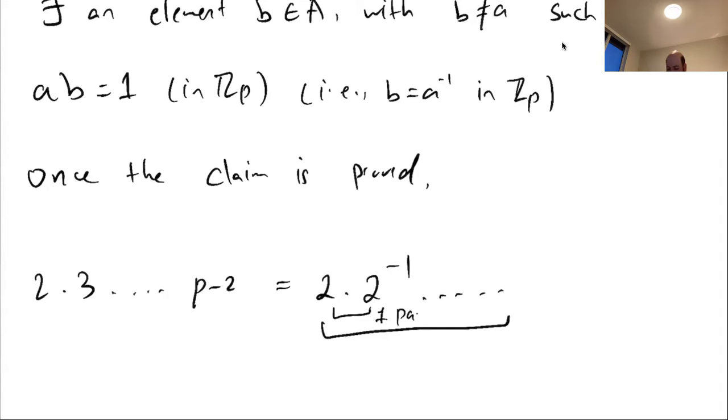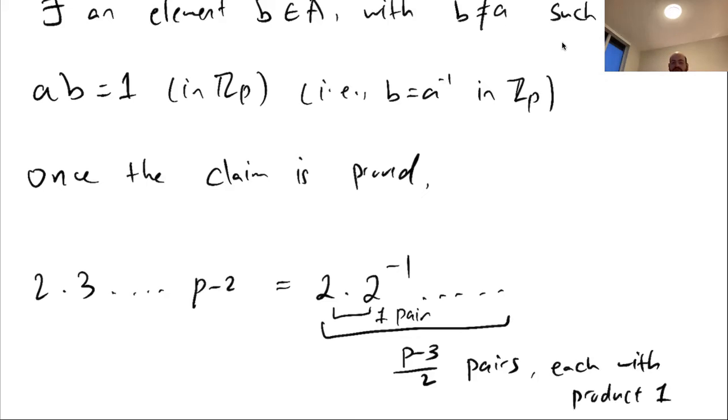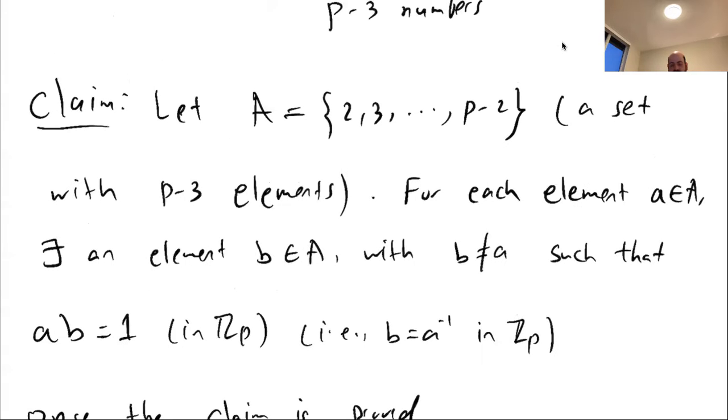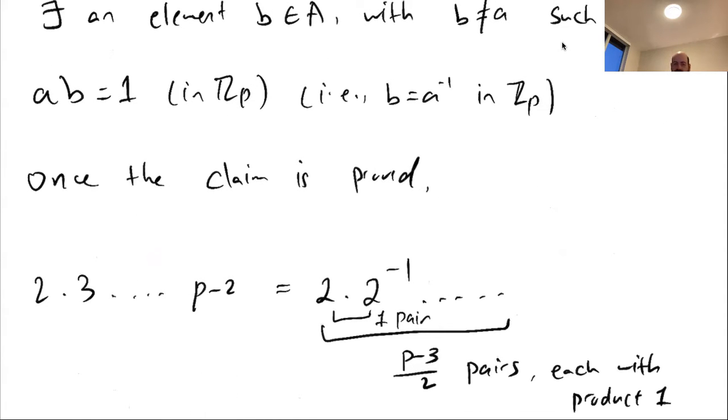If I consider this as 1 pair, so 2 numbers but 1 pair, each number is paired up with its inverse. So in total, I would have P minus 3 over 2 pairs, each with product 1: 2 and 2 inverse, then 3 and 3 inverse. In total, A has P minus 3 elements. So P minus 3 over 2 pairs, and the product of each pair is 1, because for each pair I'm multiplying a number with its inverse. So when I multiply all the elements of A, I get the product of P minus 3 over 2 ones, and the product of any number of ones is, of course, 1.